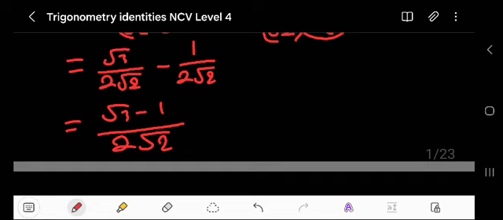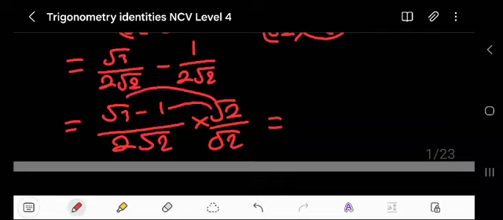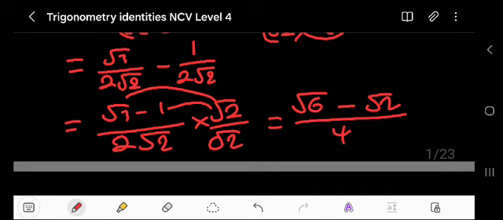I don't like to have a square root in the denominator, do not leave it like that. So I will simply multiply everything by the square root of 2. If I multiply, this goes there and this goes there, so we'll have square root of 6 minus square root of 2, all over 4. Right, this is what we have there.